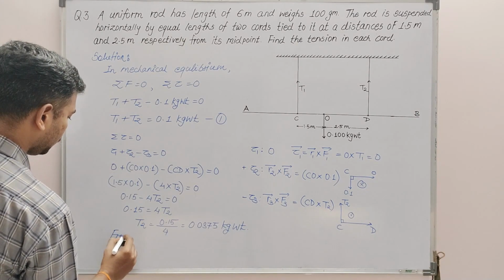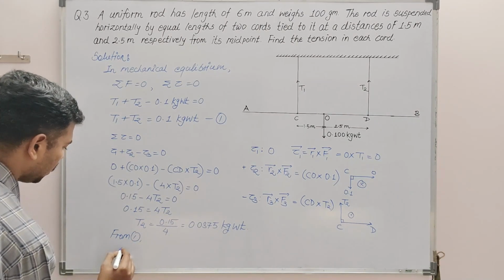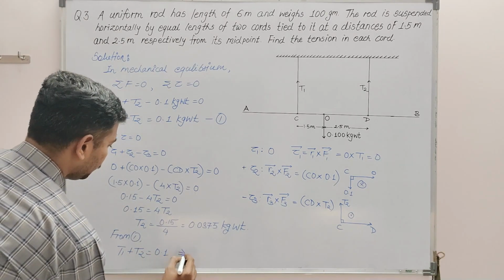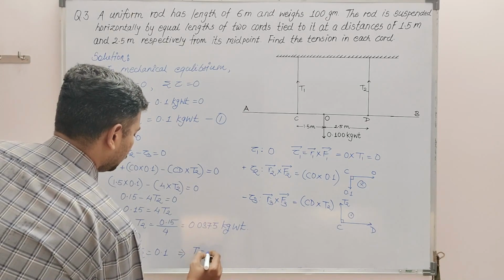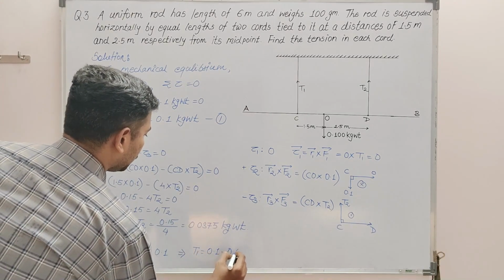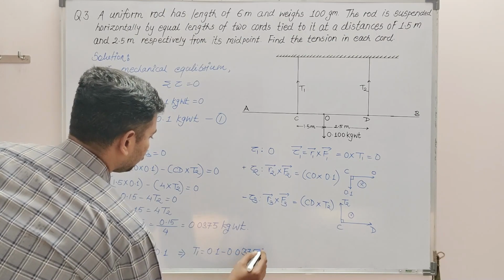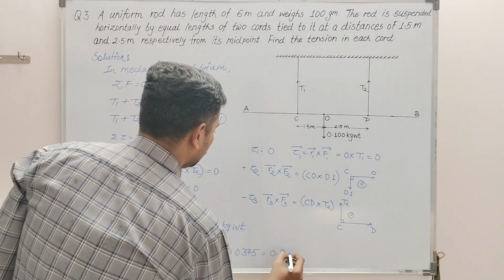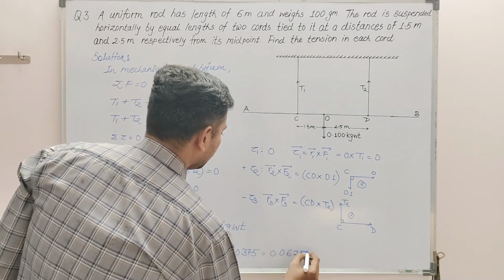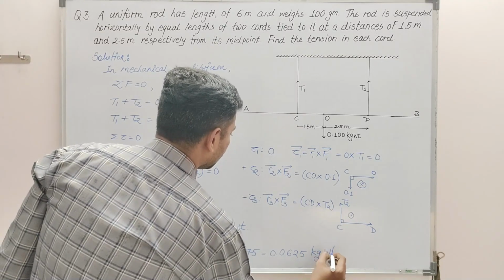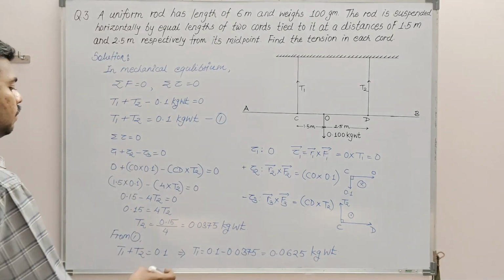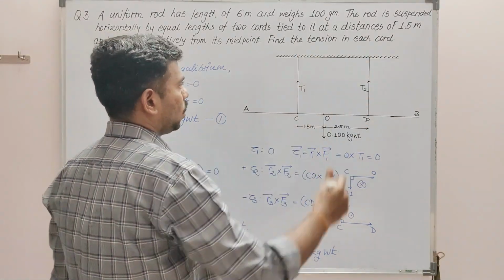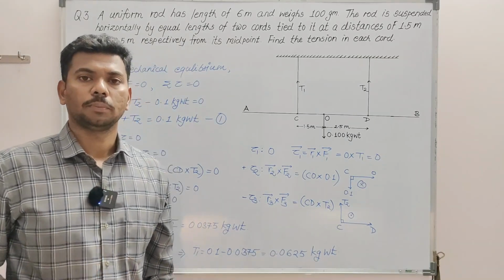From equation 1, T1 plus T2 is 0.1. So T1 is equal to 0.1 minus 0.0375, and we can write 0.0625 kgWt. In this way we can find T1 and T2. These two are the tensions in each cord. This is the answer for the given problem.